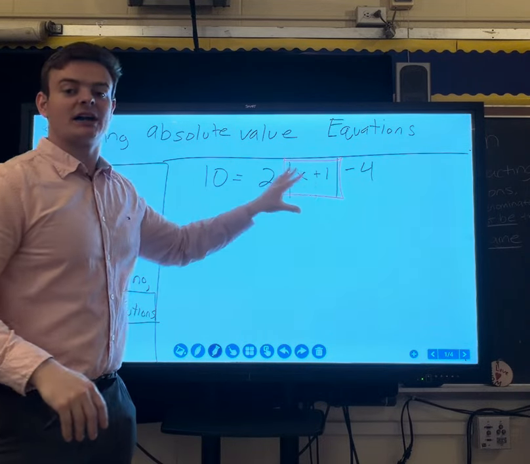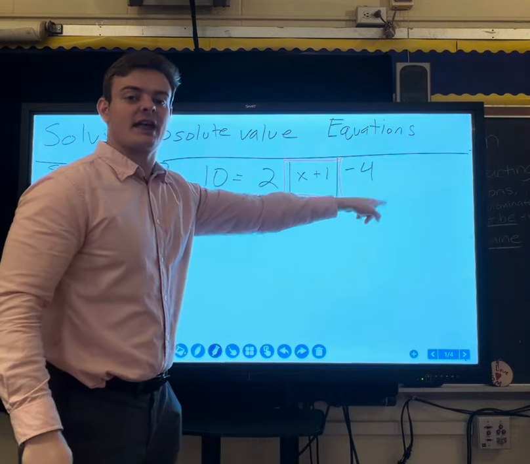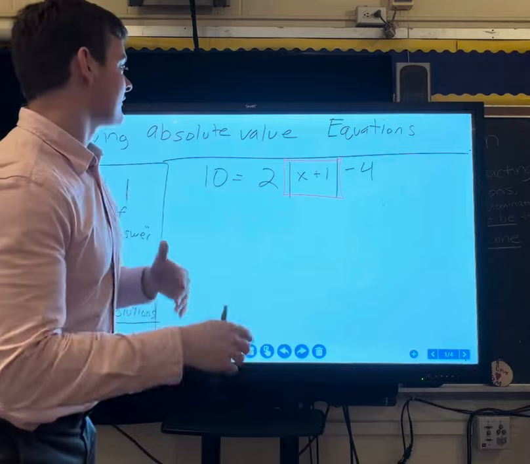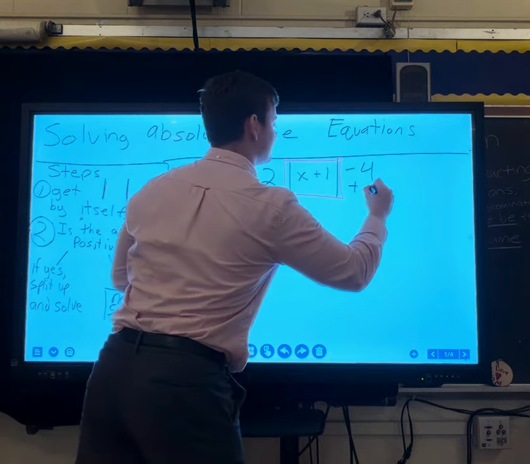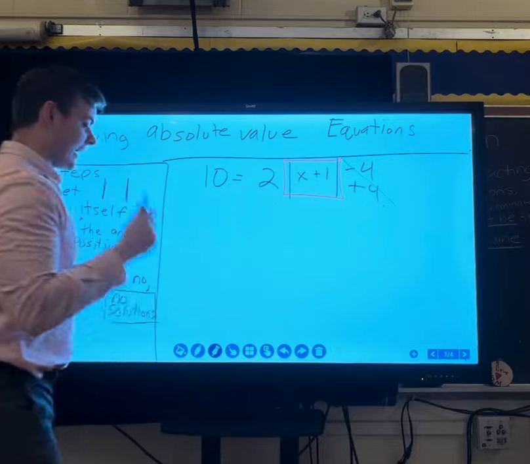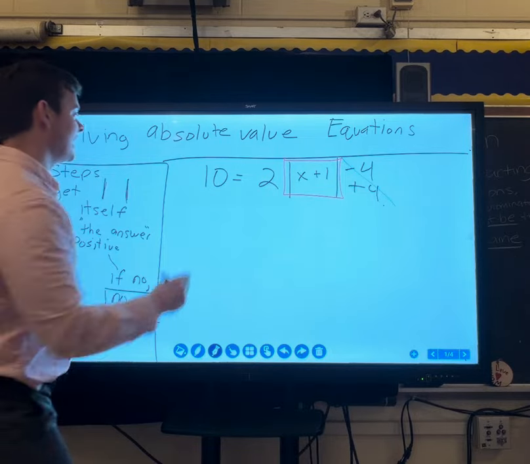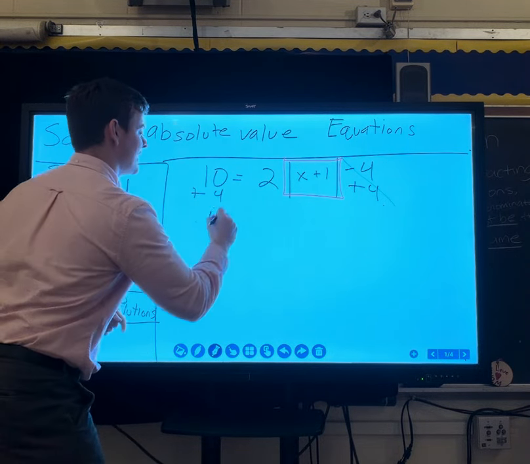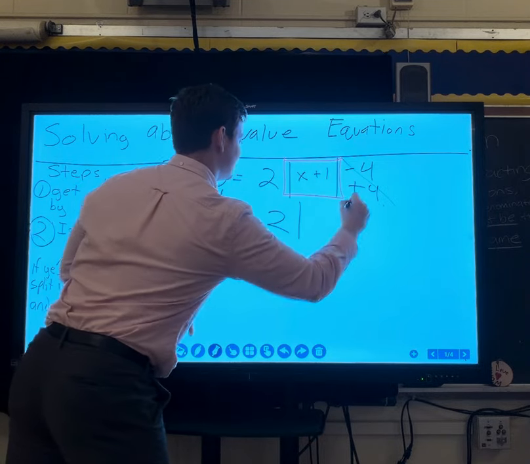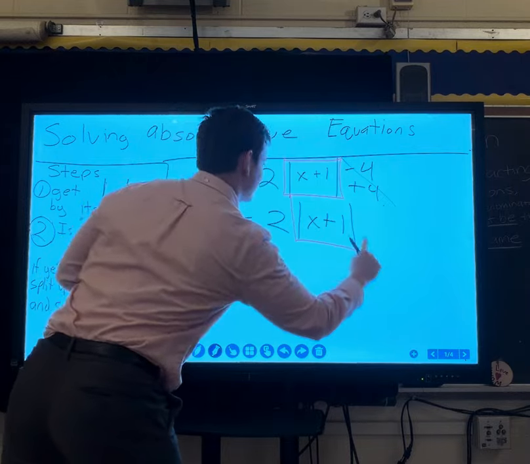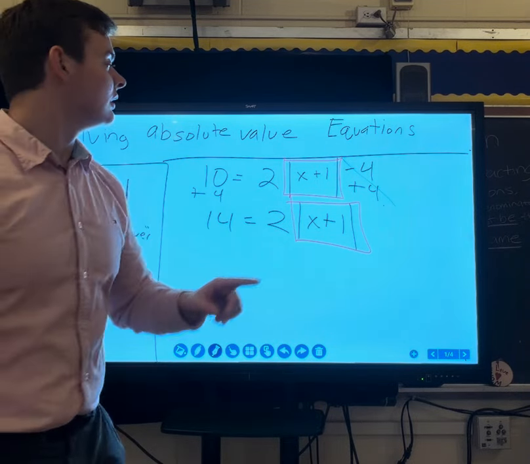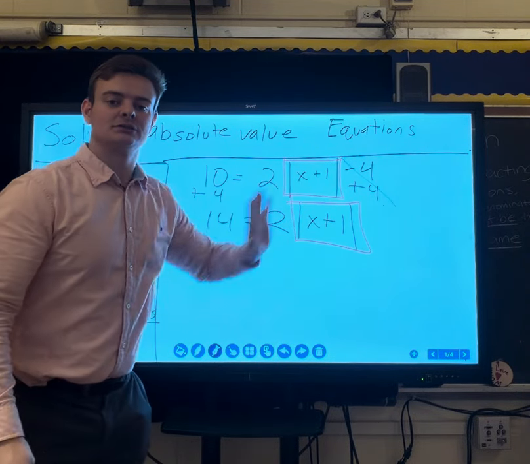So if I look at this box here, there's a -4 next to it. Just like regular solving for x algebraically, to get rid of it, I can add 4. If I add 4 to one side, I also add 4 to the other side, and I get 14 equals 2 times my box. Cool. I got rid of that -4 just by adding 4.